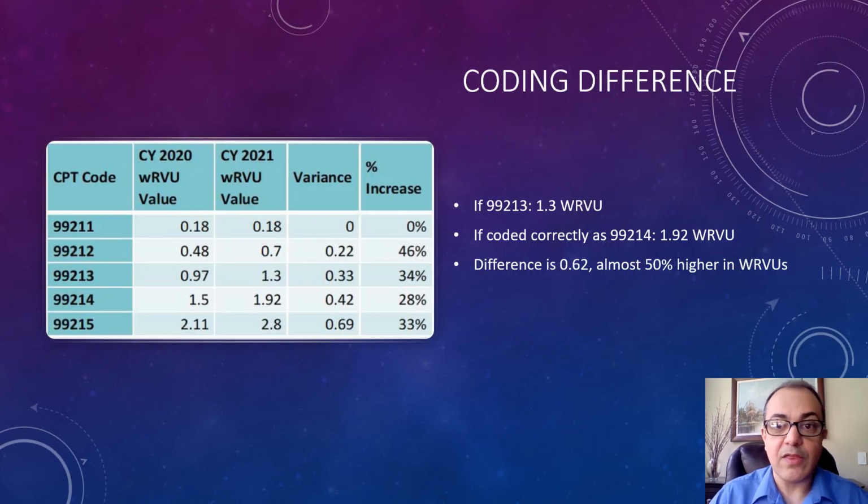So basically, the coding difference: if the surgeon had just regularly put in 99213, that would have given him 1.3 work RVUs. But if he coded the visit correctly as 99214, he would get 1.92 RVUs. Now, I can almost hear you say, okay, it's not worth the headache.